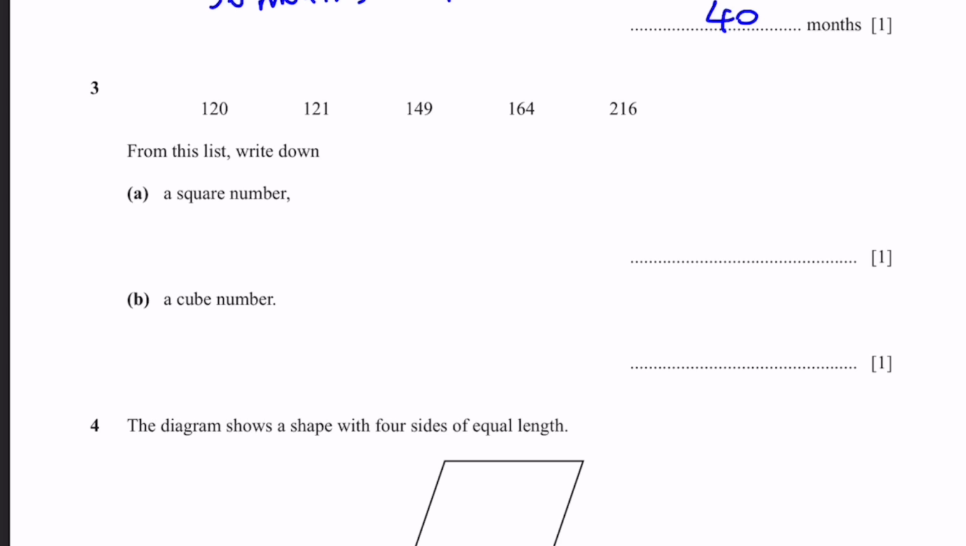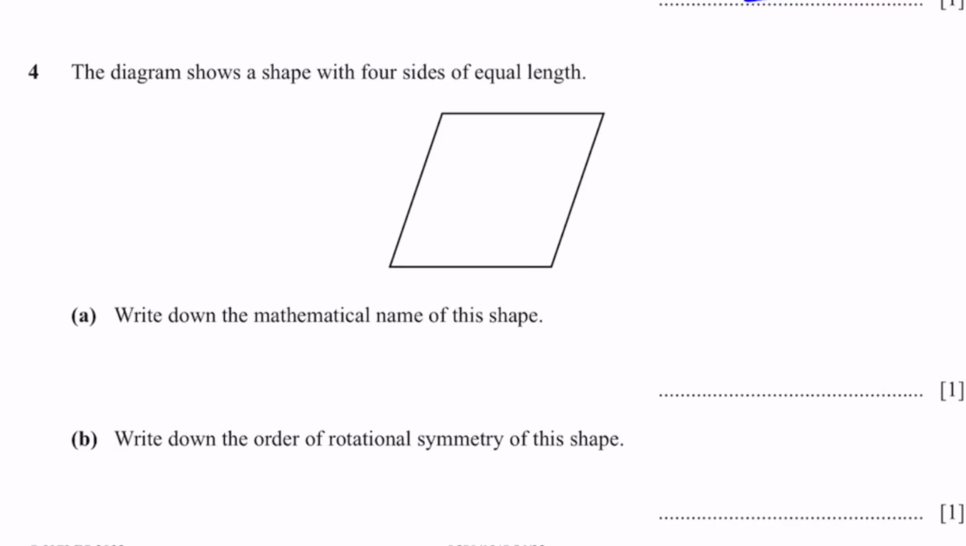From this list over here, write down A, a square number, that's 121 because it's 11 squared, and B, a cube number, that's 216 because it's 6 cubed. That's the answer. Let's go to question 4.